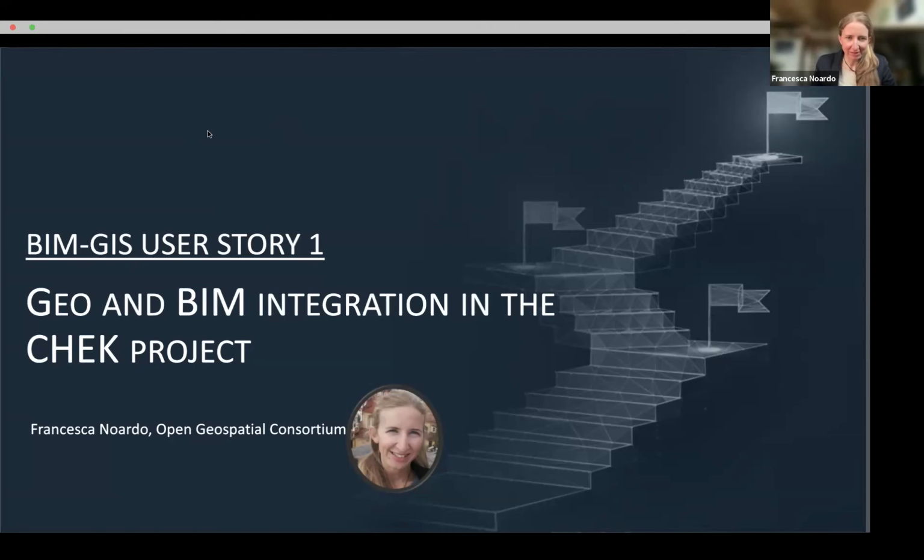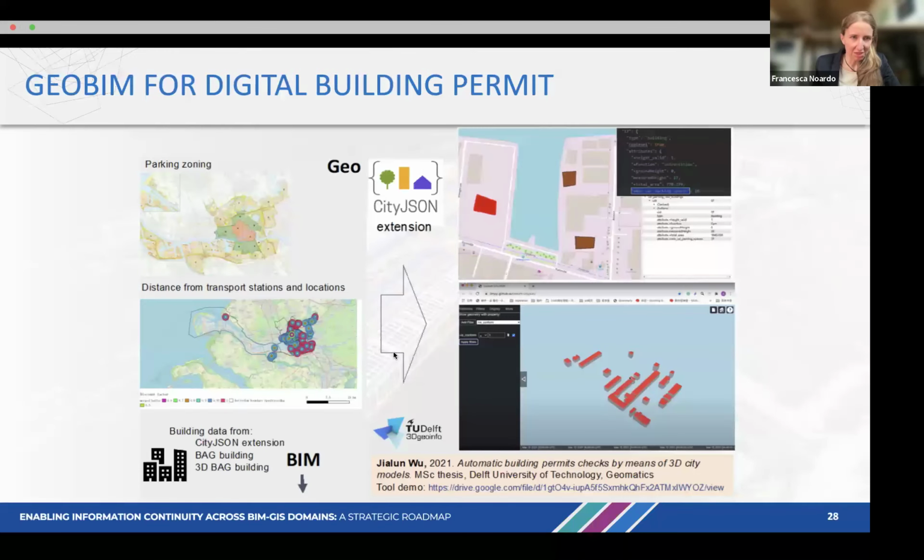So I am Francesca Noardo from the Open Geospatial Consortium, and I will introduce this use case about a digital building permit on which I've been working for a couple of years. And in particular, I will show you the results and in-progress work within the Check project. Let's see if it works. Yes, it might work. Okay.